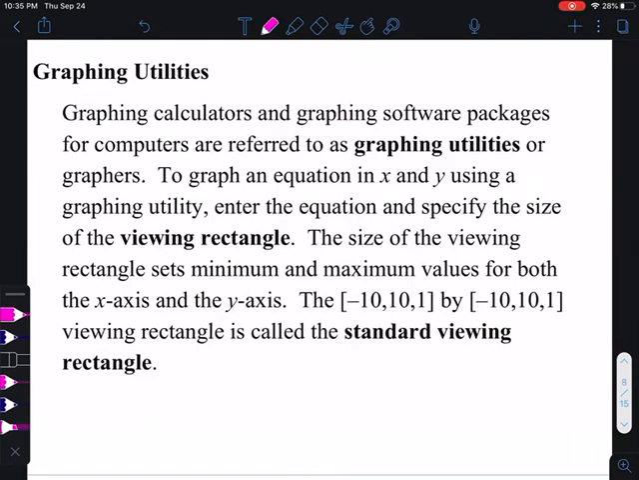All right, so graphing utilities. This says graphing calculators and graphing software packages for computers are referred to as graphing utilities or graphers. To graph an equation in X and Y using a graphing utility, enter the equation and specify the size of the viewing rectangle. It says the size of the viewing rectangle sets minimum and maximum values for both the X and Y axis. So it says, for instance, the negative 10, 10, 1 by negative 10, 10, 1 viewing rectangle is called the standard viewing rectangle.